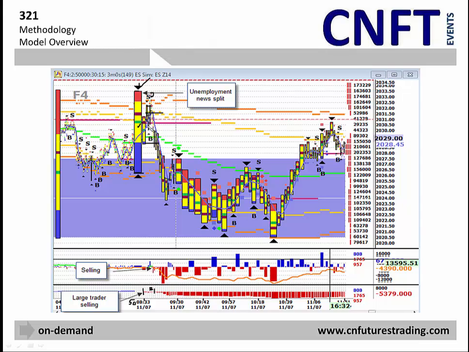So the big guys sold in to the retracement off that first piece of news. So the big boys are telling us to get involved on the short side of the market.